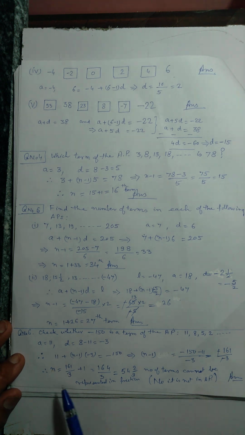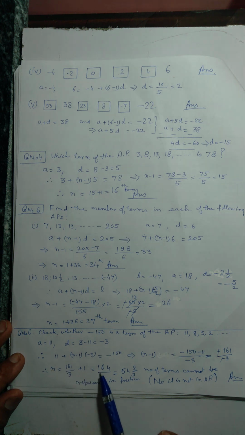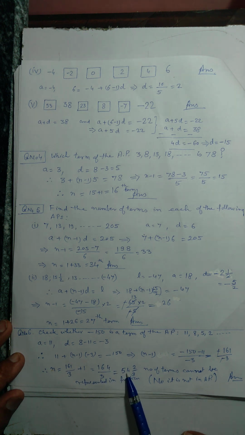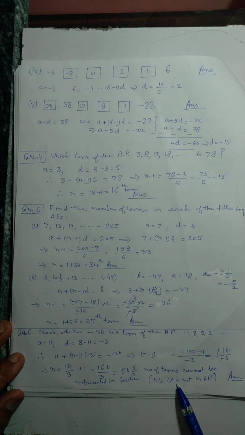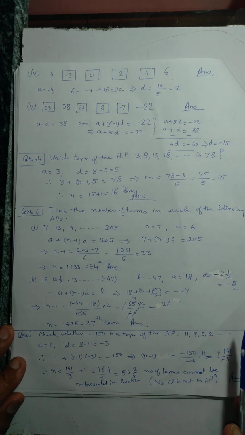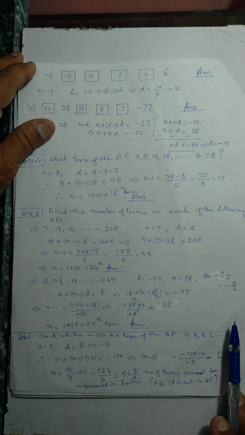So ultimately find the value of n here. So 161 upon 3 plus 1, that will be 164 by 3. Or further solving it, the number of terms will be 54 and 2 by 3. The number of terms cannot be represented as a fraction, but we have got a mixed fraction, that is 54 and 2 by 3. So I have written here, no, it is not in the arithmetic progression. So in this way question number 6 is completed. Now proceed to question number 7.